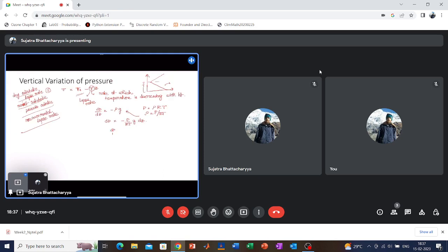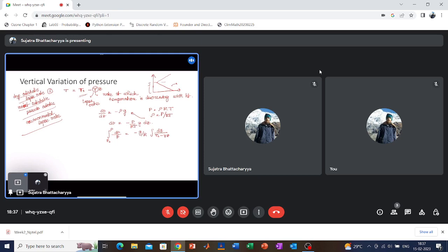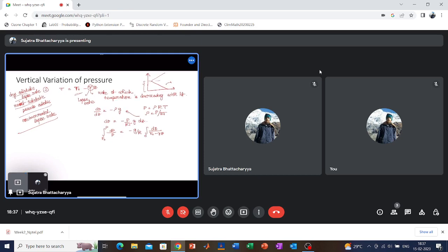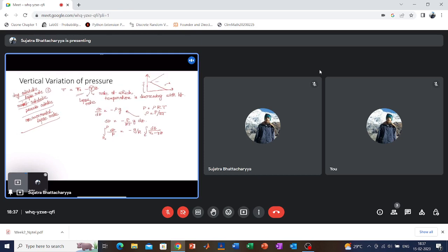So dP by P will be equal to minus g by R into dz by T. These are only constants. Now T is not constant. T is a function of z, so it is T naught minus gamma z. This is the expression now. Now this integral is from P naught to P, from surface pressure to some pressure, and this is from 0 to z.